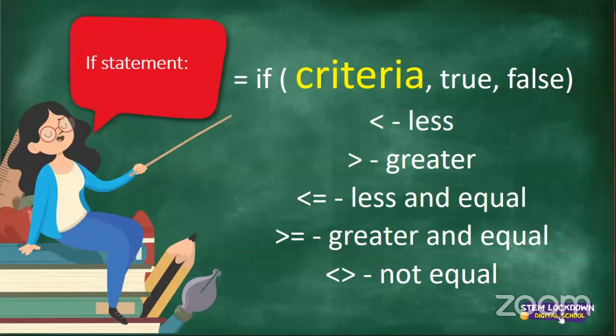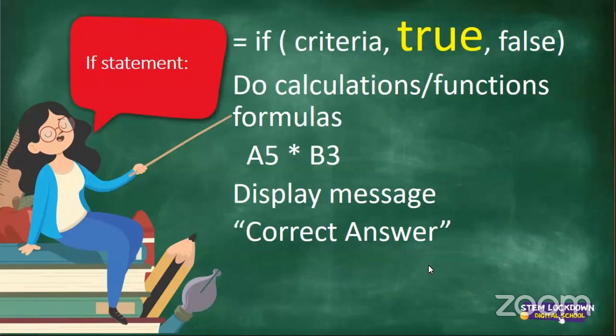Okay, if it is true, then we can do either calculations, or we do functions, or we do formulas, or we can even display a message. So in the true part here, we can even put in something else. So that's in short just the true part of the statement.